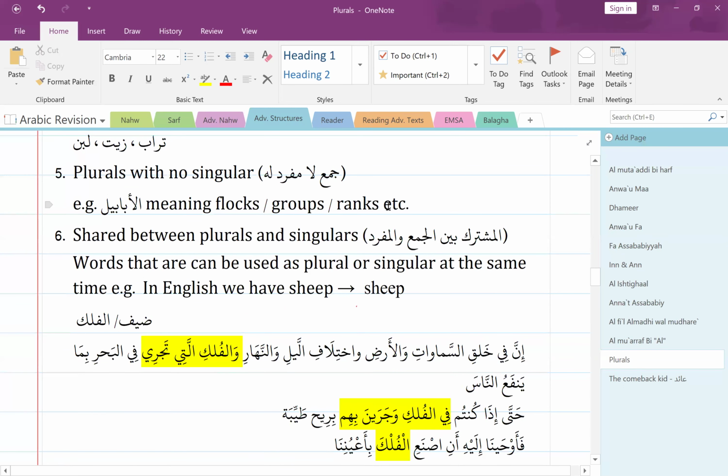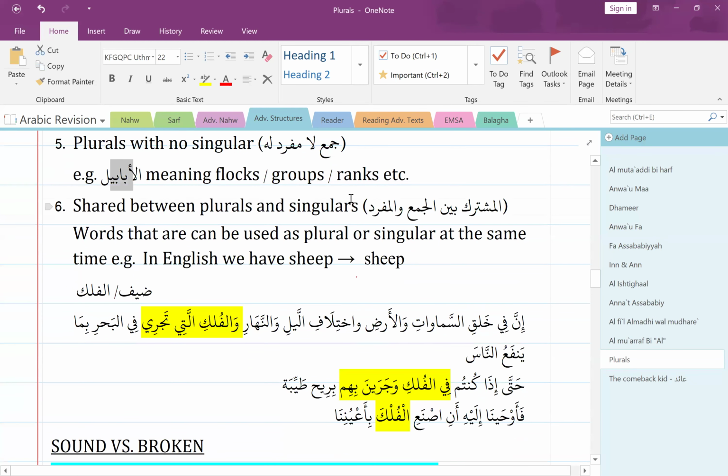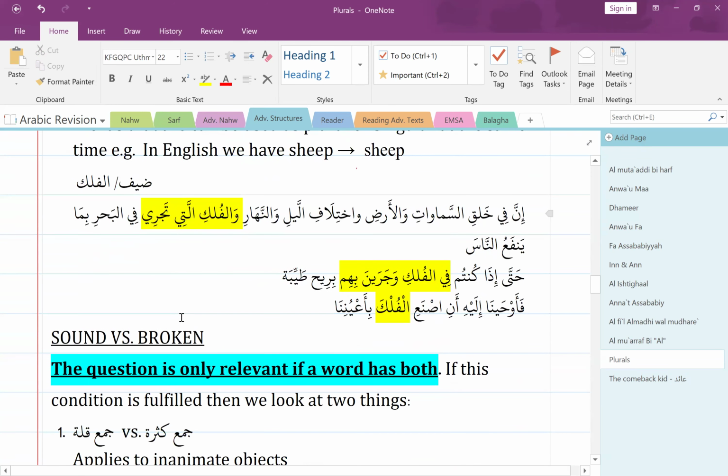And then, of course, we talked about jam'un la mufrada laha, la mufrada lahu. These are plurals that do not have a singular. And we mentioned al-abadil because it's the only one that happens in the Quran. And then we also talked about shared plurals, a word that is both singular and plural at the same time. Al-fulk and daif, both of them happen in the Quran. So it's important to know.